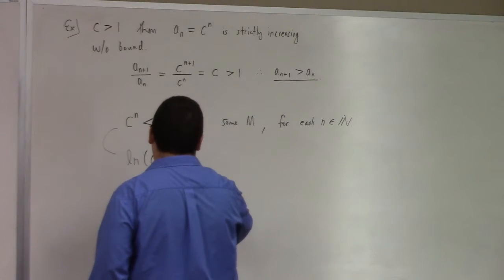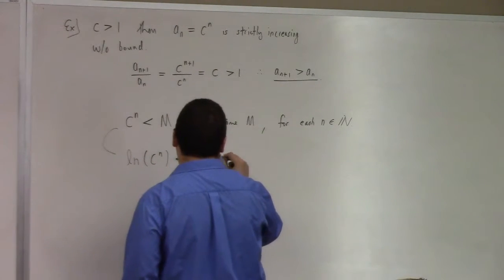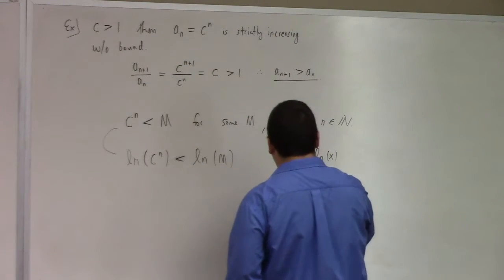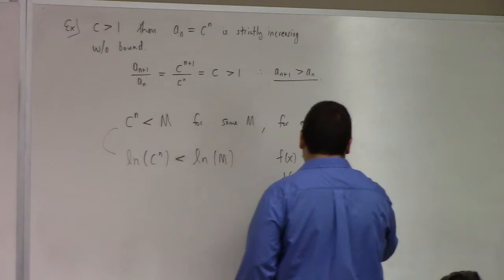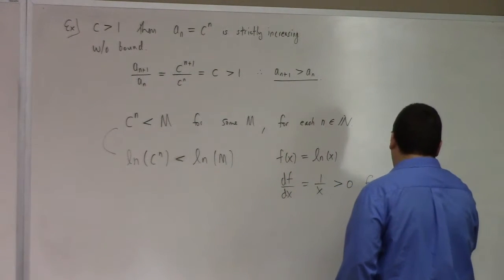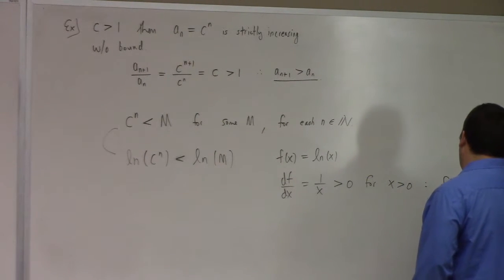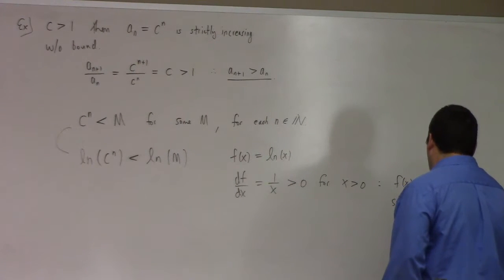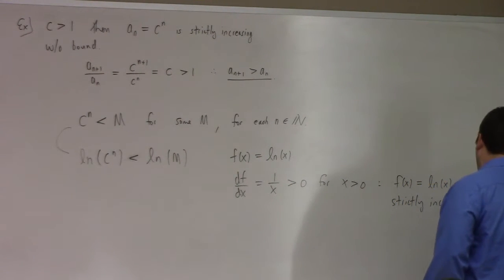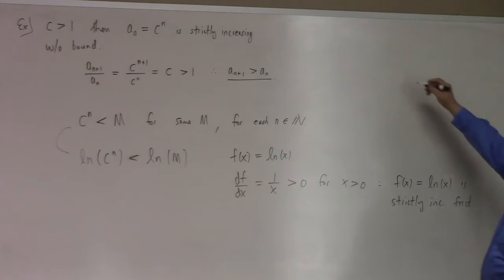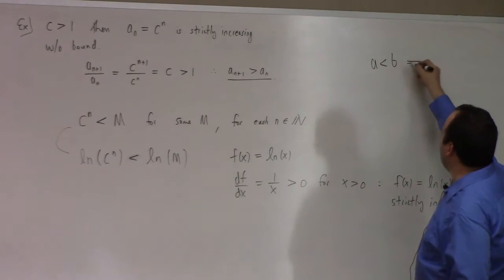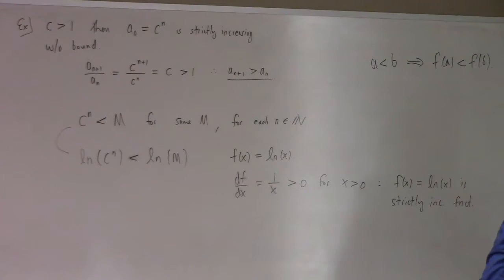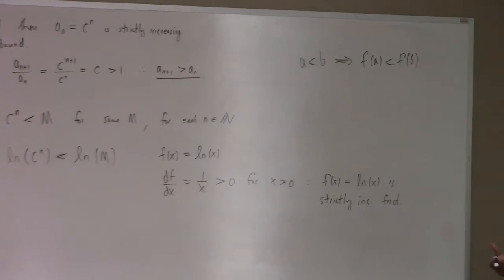Now, how do I know that I can do this, guys? You notice that f of x equals the natural log of x has df dx equal to 1 over x, right? Which is greater than 0 for x greater than 0. So therefore, f of x equal to log x is a strictly increasing function. What does a strictly increasing function do? Strictly increasing functions preserve inequalities. A less than b implies f of a less than f of b. That's what strictly increasing functions do. This is actually a very important idea.